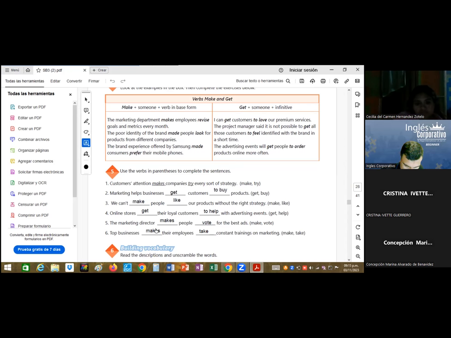Okay. But in the first one, teacher, tell me. Customers' attention makes companies. Customer, all is in plurals. Number one, customer attention. The attention, it is in singular. The S in that word is the possessive. La atención de los clientes. Pero si dijera customers, ahí sí. Pero ya habla solo de una atención. Okay.